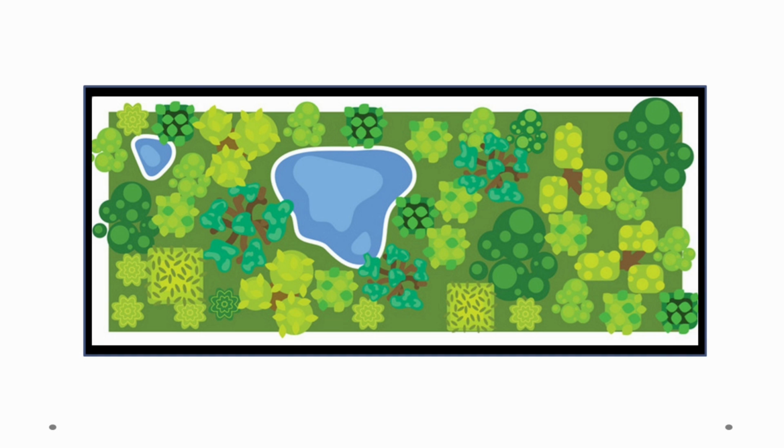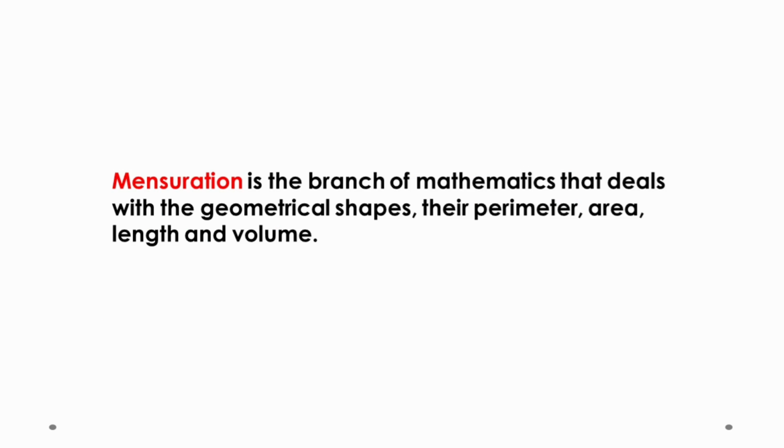Similarly, in case of other geometrical shapes also, we might need to know their area, length, or volume for different reasons and purposes. We can get to know all this if we have a sound knowledge of mensuration. Mensuration is the branch of mathematics that deals with the geometrical shapes, their perimeter, area, length, and volume.